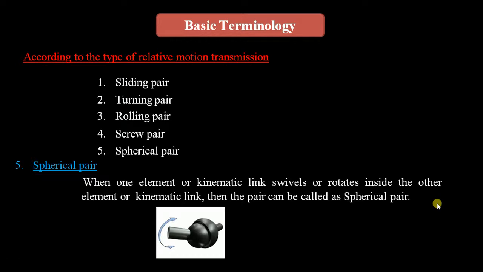We can take an example of a ball and socket joint. So this is one part and this is another part. With respect to this joint, this part can swivel, it can rotate or oscillate also. So that swivel type of motion is possible from the spherical pair. So this is a ball and socket joint. We can take it as an example for the spherical pair here.